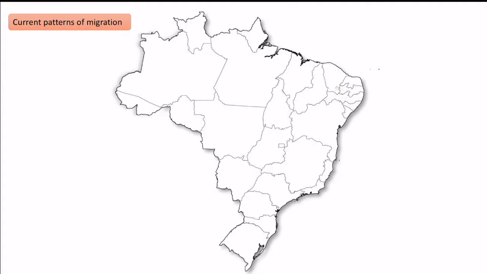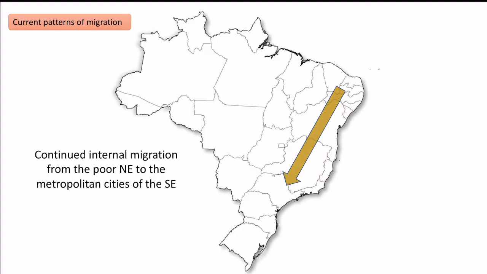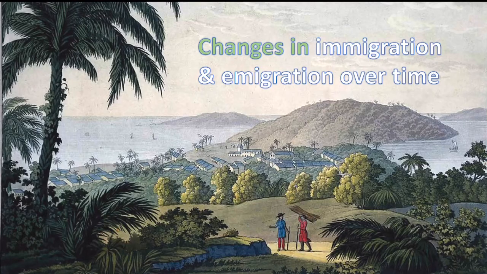Last thing to focus on is internal migration, so people moving from the poor northeast, where there are increased environmental problems like drought, to economic opportunities in the big cities of the southeast like Sao Paulo and Rio de Janeiro. So that was a quick run through of the main current patterns of immigration and emigration. Now we're going to look at changes that have happened over time.